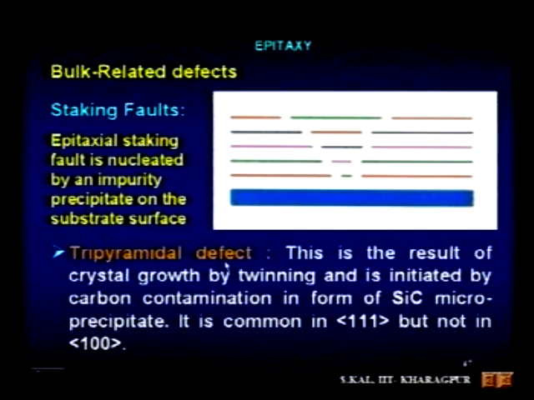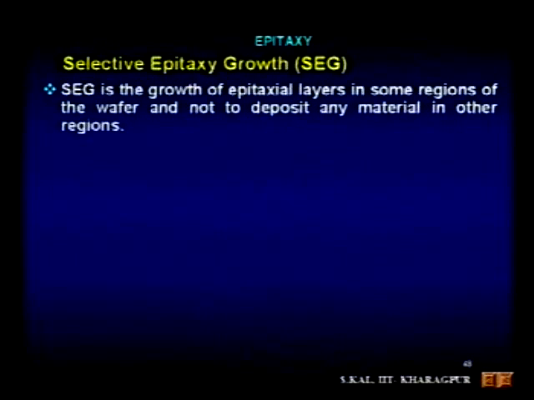So now I'll switch over to another topic, that is selective epitaxy growth. That is one of the rather recent innovations, because selective epitaxy has got a lot of promise. Selective epitaxy, what does it mean? It is the growth of epitaxial layers in some regions of the wafer and not to deposit any material in other regions. Selectively you are growing epitaxial.